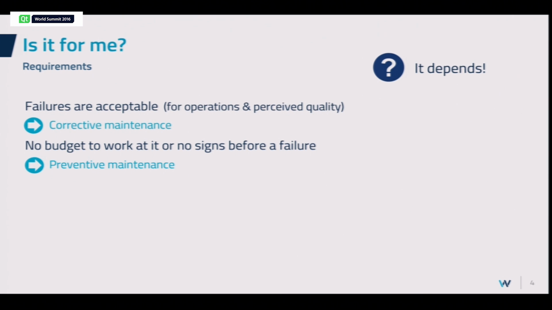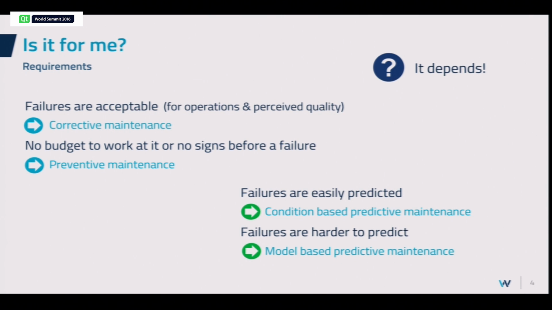There are different cases. If the failures are acceptable, if it's okay to have the customer call your assistance and say, I already had a problem, or bring back your product, then corrective maintenance is fine. It's the cheaper option, no doubt about that. If there is also no budget or it's hard to detect a failure, you can go for preventive maintenance. You simply say, every other week, for instance, let's check the machine, let's go change some consumable or anything. And the two other options that interest us more are the condition-based predictive maintenance and the model-based predictive maintenance.